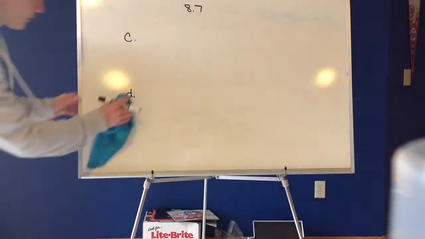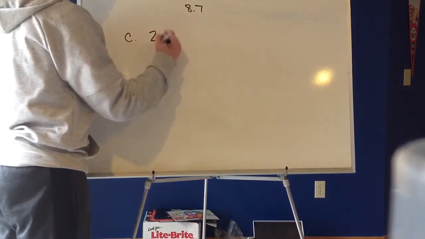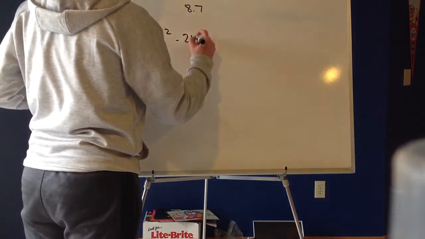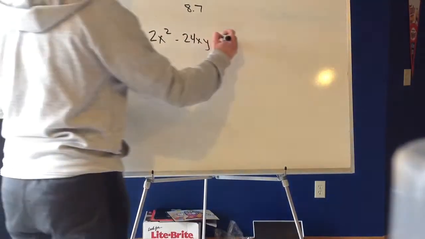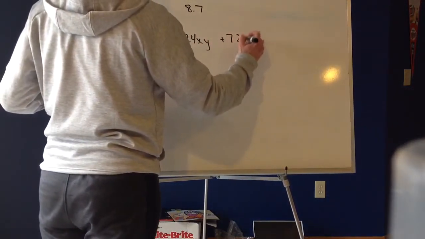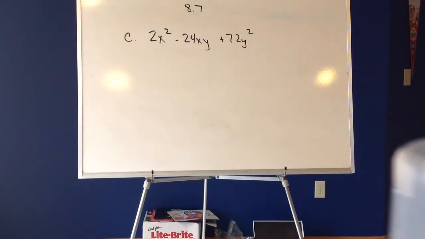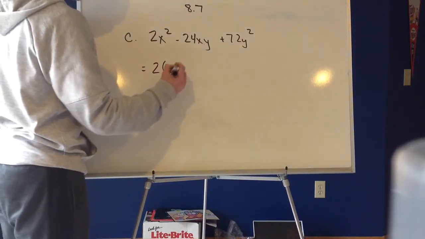Actually I'm going to leave D off here because we're going to need a little more room for this one. So I've got 2x squared minus 24xy plus 72y squared. You still need to look for GCFs here as well. So you do have a GCF. A 2 can be pulled out of everything, so I need to pull that out first.